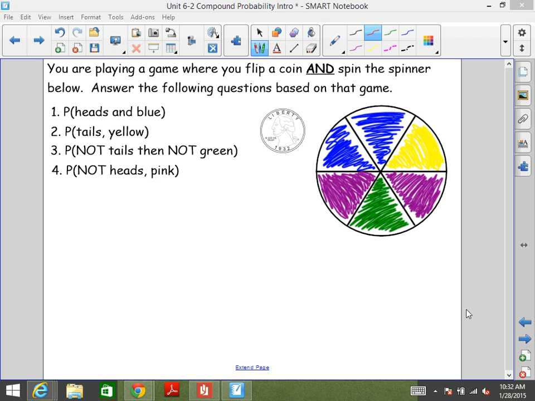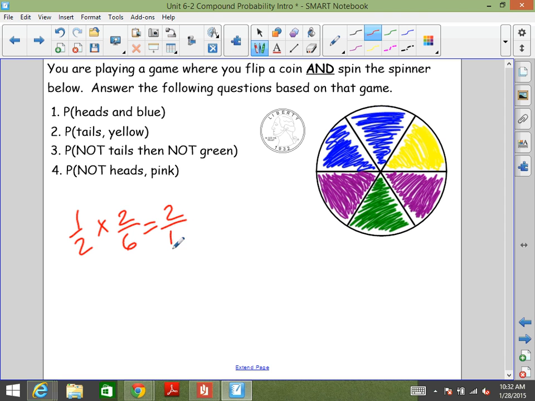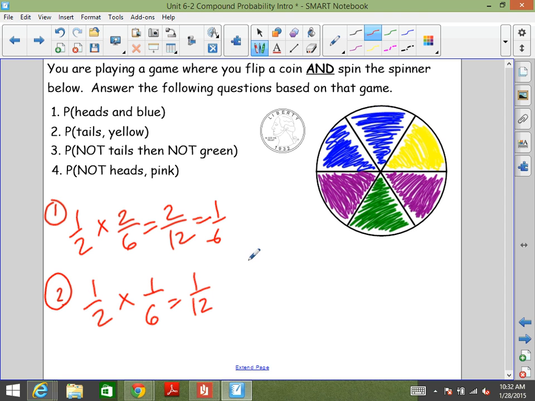All right, here we go. The probability of heads and blue. What's the probability of heads? And blue, which gives us 2 out of 12, which reduces to 1 over 6. Is that likely to happen? Nope. Number 2, probability of tails. 1/2 yellow, which is 1. Is that likely to happen?